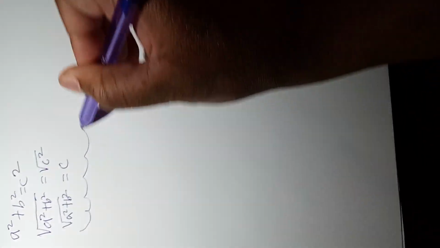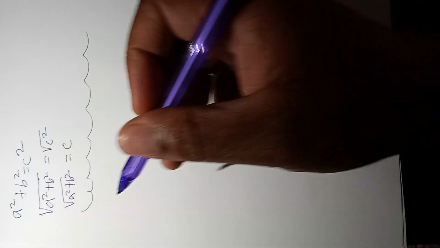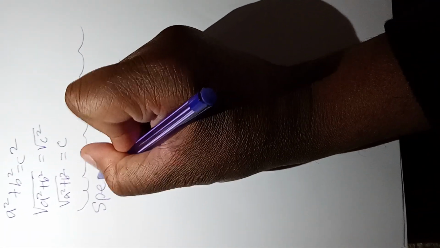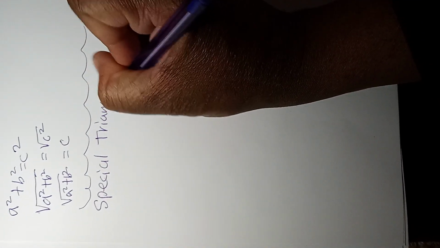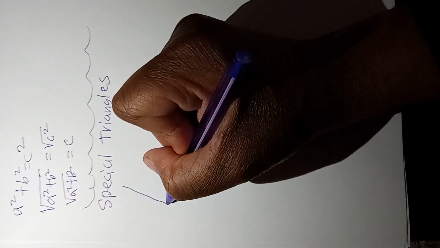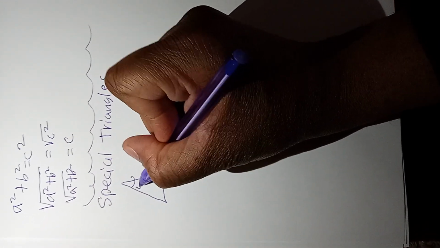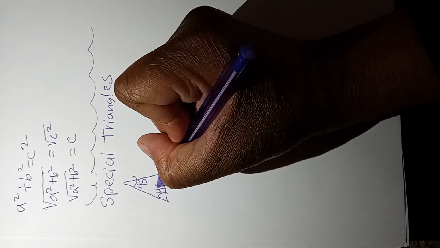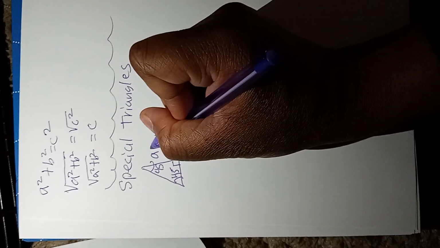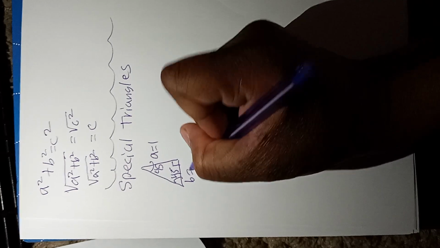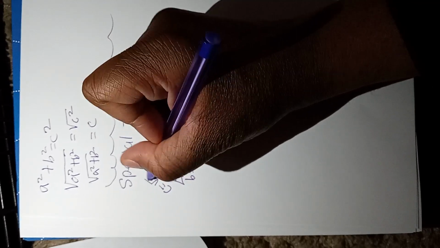So now let's take a look at the special triangles. So we have a 45 degree, 45 degree, 90 degree triangle where the sides are a is equal to 1, b is equal to 1, and c, the hypotenuse, is equal to the square root of 2.